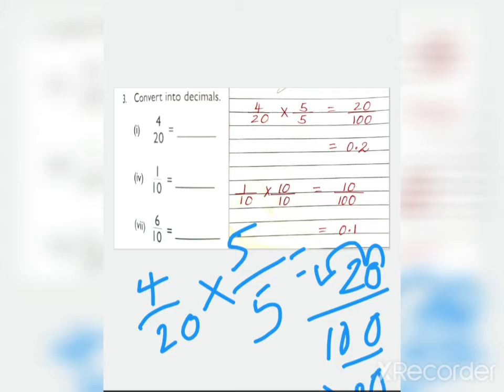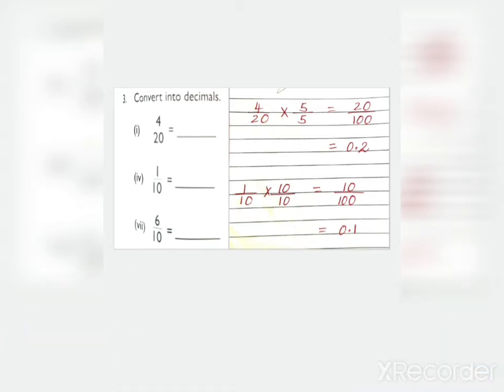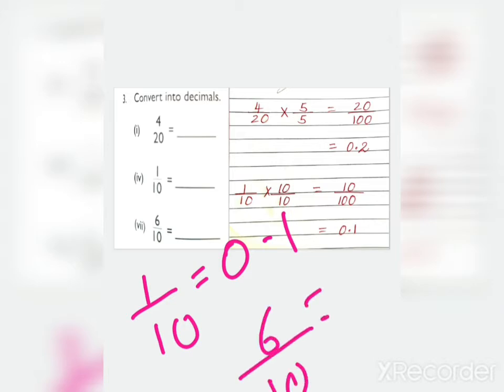Why have we multiplied by 5? Because we want the 100, and numerator and denominator should be multiplied or divided by the same number. So I'm multiplying by 5 in the numerator and in the denominator both. Similarly, it is 1 upon 10. This is very easy, you can directly do it. 0.1 it will be. If it is 6 upon 10, it will be 0.6.